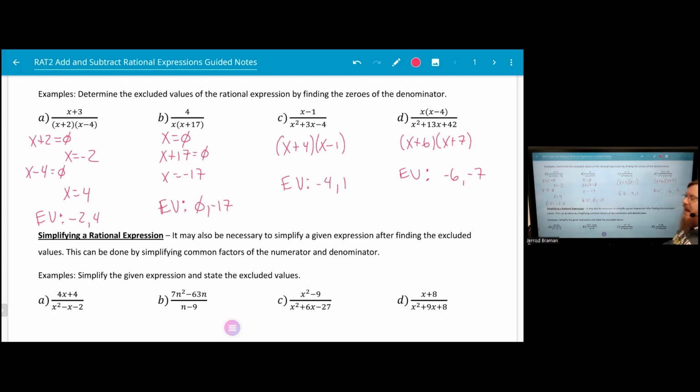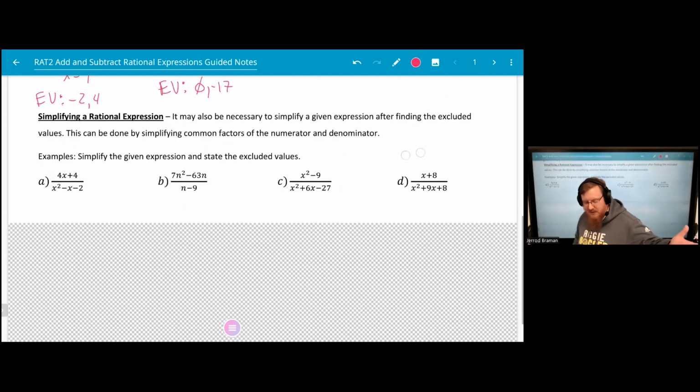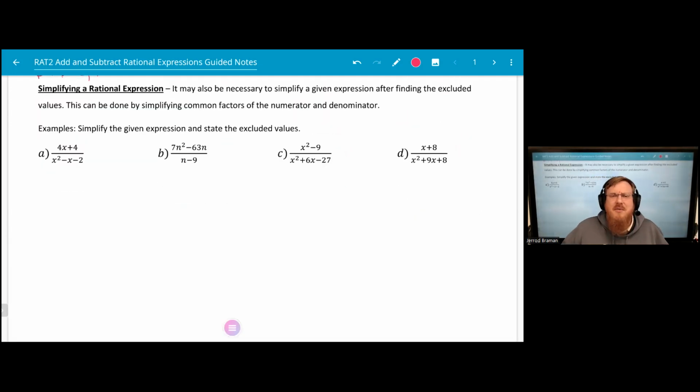But the next thing we're going to do is called simplifying a rational expression. In addition to finding excluded values, you might have to do some simplifying, just like we do with fractions, right?